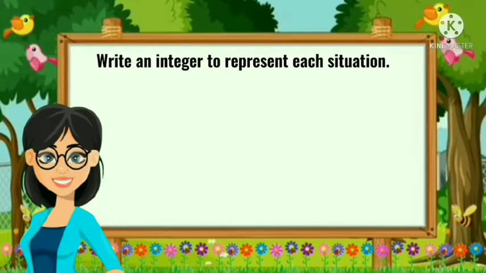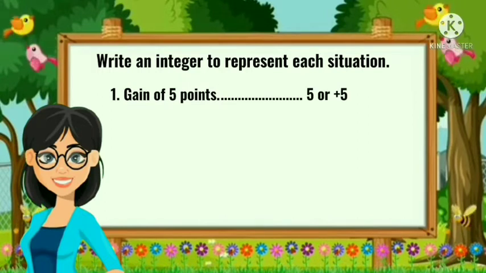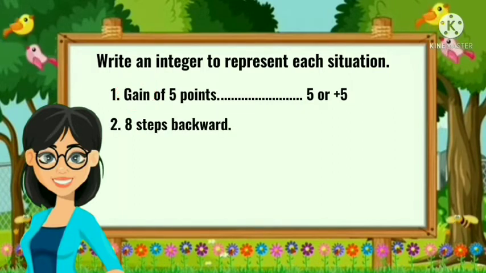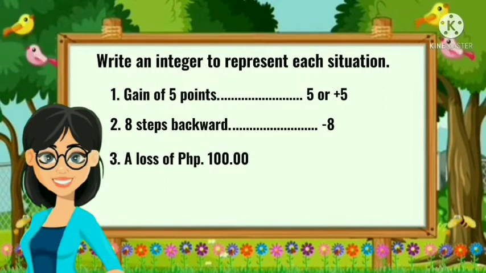Now, write an integer to represent each situation. Number 1, gain of 5 points. Well, we have positive 5 because the word gain represents positive. Number 2, 8 steps backward. Well, we have negative 8 because the word backward represents negative. And lastly, number 3, a loss of 100 pesos. Well, absolutely, we have negative 100 because the word loss represents negative.